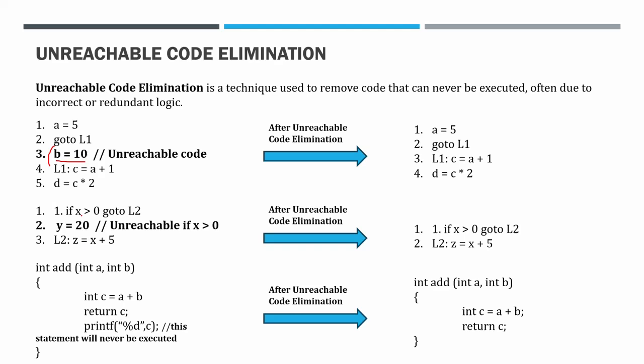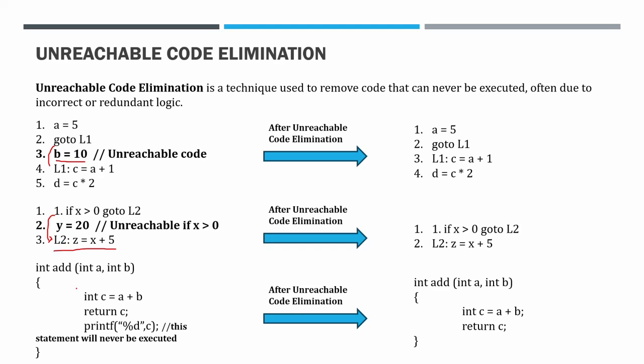Similar to it, if x is greater than 0, go to L2, which means it will go here. Think of it that always your x value is positive. What happens? Always it will be true, right? So by default L2 will be executed. So what is the use of this y equal to 20?